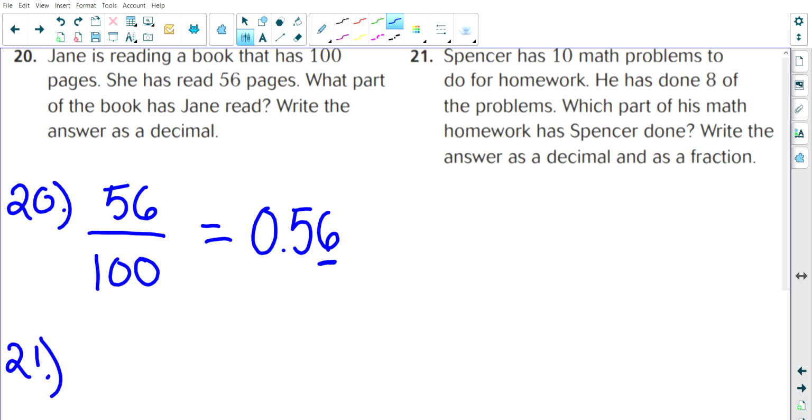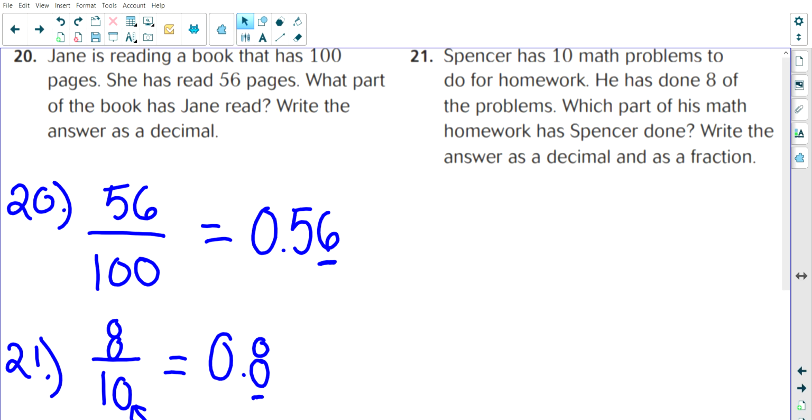So number 21 says that Spencer has 10 math problems to do. He's done 8. That again sounds to me like a fraction. He has done 8 parts out of 10 total parts. As a fraction, because this is a base 10, I can just go ahead and write that as 0.8 or 8 tenths, making sure that my 8 is in the tenths place because the denominator is a 10. So my question asks me, which part of his math homework has Spencer done? He's done 8 tenths of it. Write the answer as a decimal and a fraction, which we have just done. Most of your tests tomorrow will be word problems, so make sure that you're comfortable with those before you take your test.